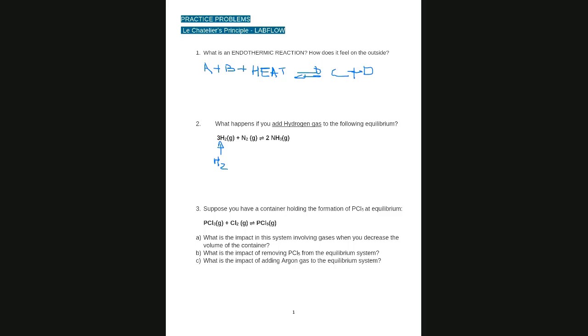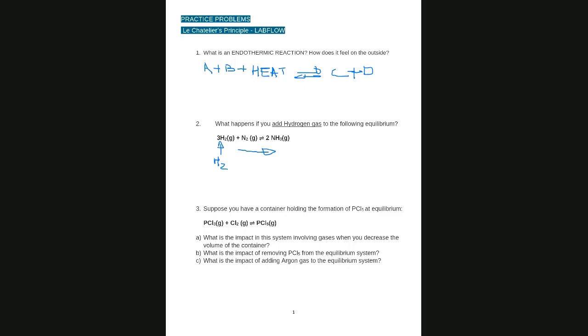Exactly. So would it matter if you added the nitrogen instead? No. As I said before, it's too much, and the system will shift in order to counteract the disturbance. So we know what the answer would be. According to Le Chatelier, what happens? It's going to create more products.